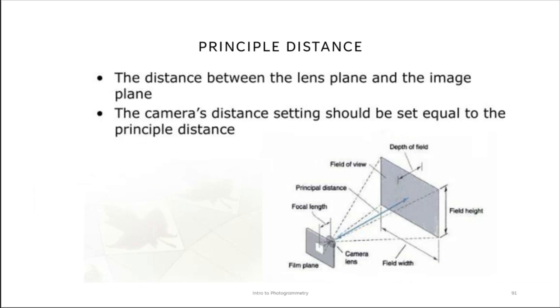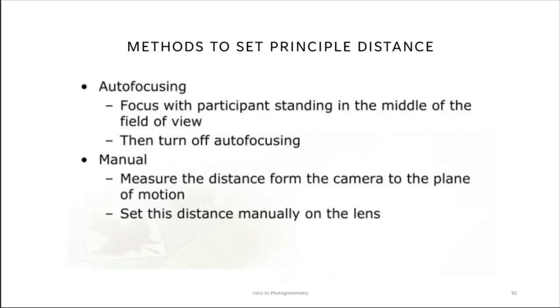Principal distance is the distance between the lens plane and the image plane. The camera's distance setting should be set equal to the principal distance. So, methods to set principal distance: you can use autofocus, which focuses with the participant standing in the middle of the field of view. And then you can also turn off that autofocus and do it manually, which measures the distance from the camera to the plane of motion, and you set this manually yourself on the lens.